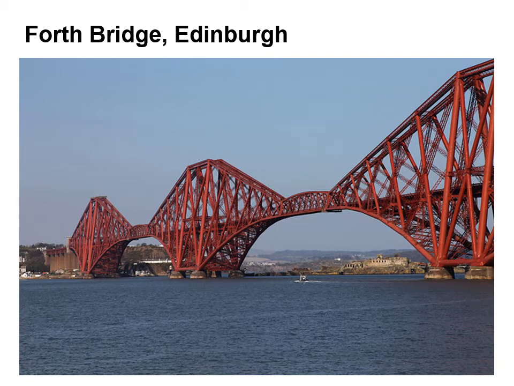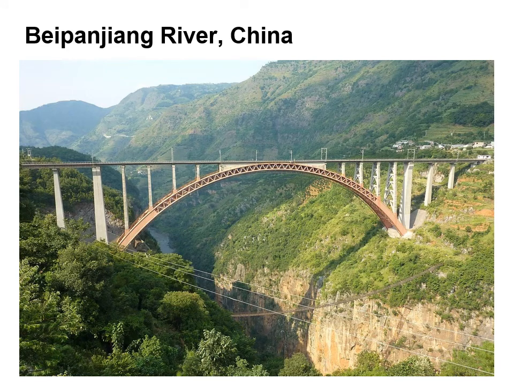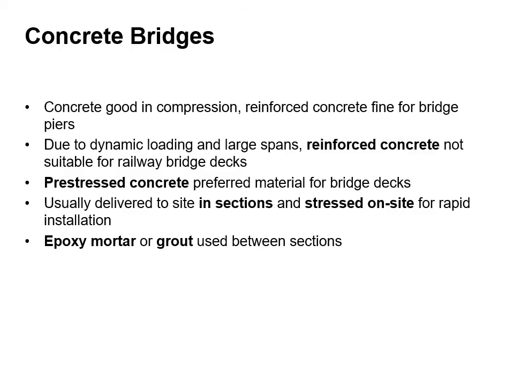And of course the iconic Forth Bridge. Concrete is generally good in compression. Reinforced concrete is fine for bridge piers, but due to the dynamic loading on large spans, reinforced concrete is not suitable for railway bridge decks.